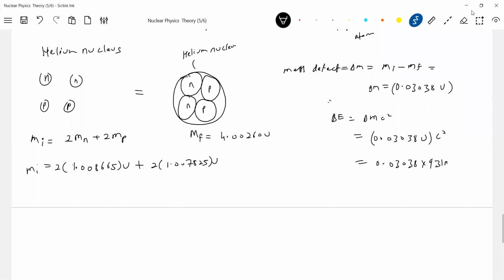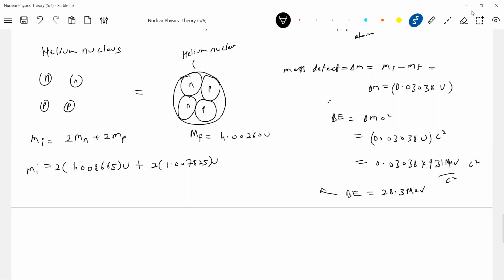931 approximately, by C square, this into C square, in mega electron volts. This much is the binding energy of the helium nucleus. How much is it coming? 28.3 mega electron volts.